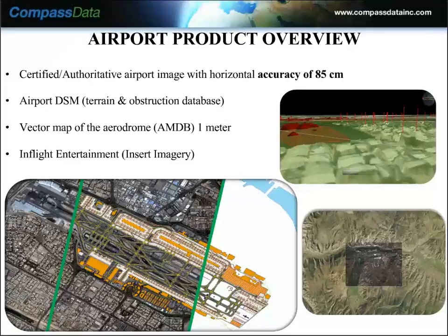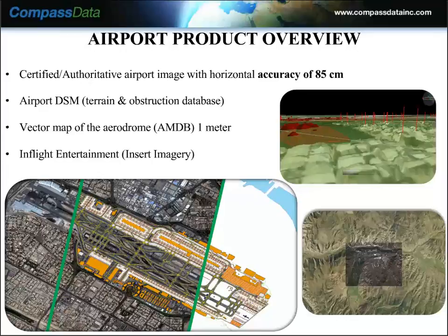And what can be done with that is vector mapping of the aerodrome, the airport mapping database, AMDB, to a 1 meter accuracy. With this high level of accuracy on the airport image at 85 centimeters, that allows the amount of slop that is needed in the digitizing to produce a certified 1 meter AMDB. And as I mentioned earlier, a byproduct of this is the DSM from the stereo imagery, which we'll go into in more detail shortly.